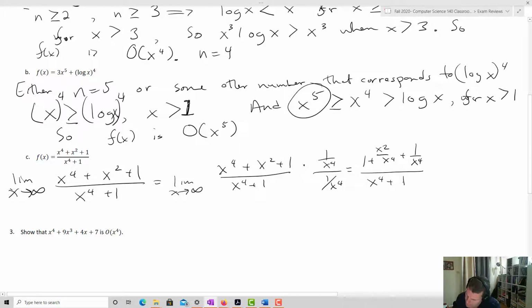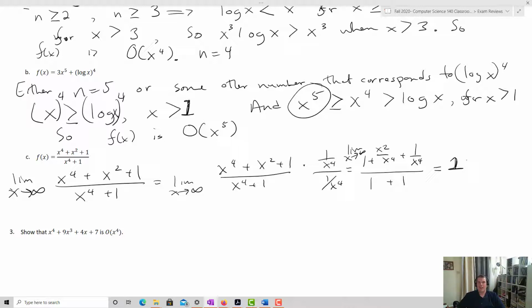All right? Which is going to equal, or the limit, excuse me, the limit as x goes to infinity of this, which is going to end up equaling 1. So what I essentially have is that as x gets really large, this function is going to go to 1. Okay? It's going to end up basically being equal to the constant function 1.